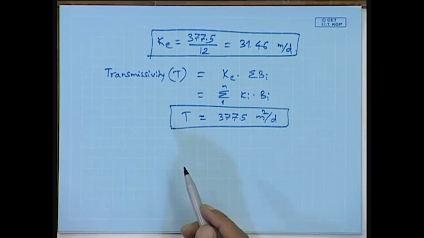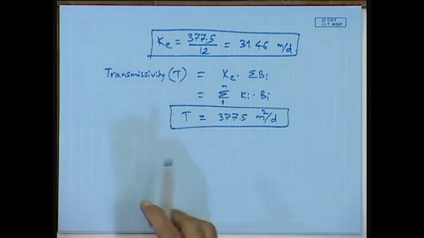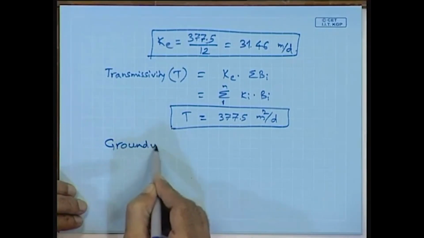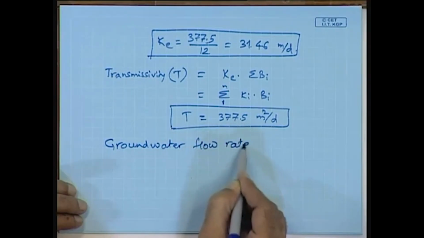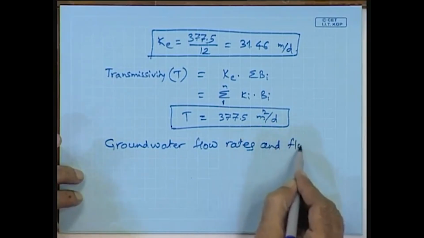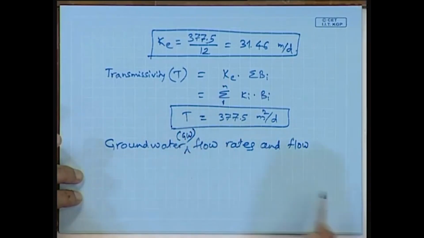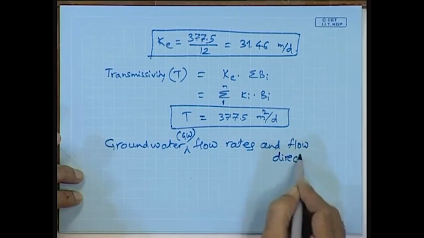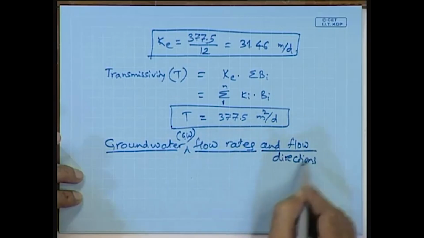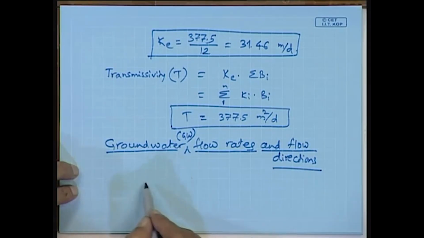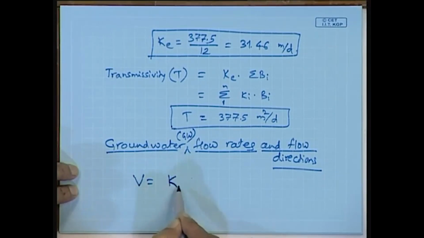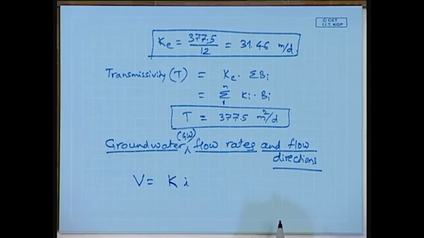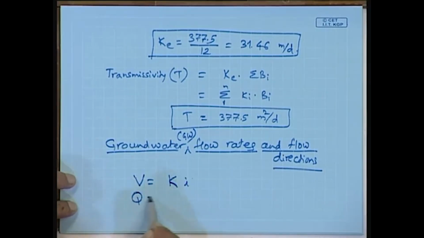Now let us come to groundwater flow rates and flow directions. Of course, groundwater we have been abbreviating as GW. We know that by Darcy's expression, the groundwater flow velocity is given by the hydraulic conductivity K into I, and the groundwater flow rate is given by the velocity into the area of flow, which is K into I into A.